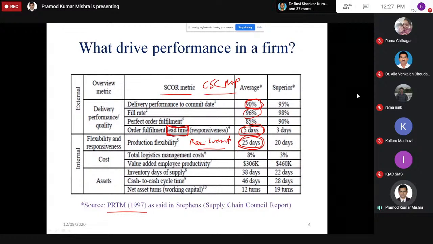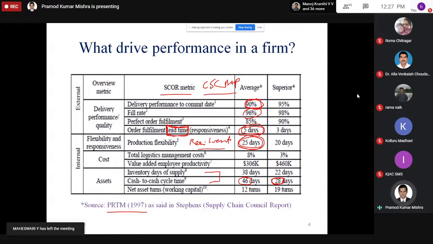Then cost, logistics cost, value added per employee, inventory days of supply. This is actually a very high level metric here. Cash to cash cycle time, inventory days of supply. These are complex terms. I do not know how many of you are really familiar with it, but due to time constraint, I cannot really get into that. So here you have the 46 days of your cash to cash cycle time. You can say 46 days means roughly 6 weeks. Here you have roughly 4 weeks.